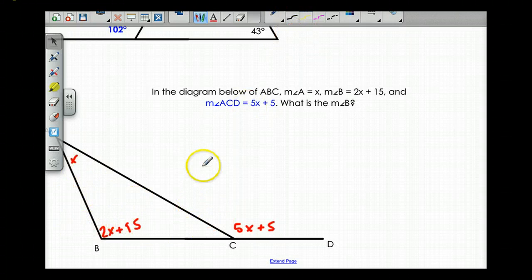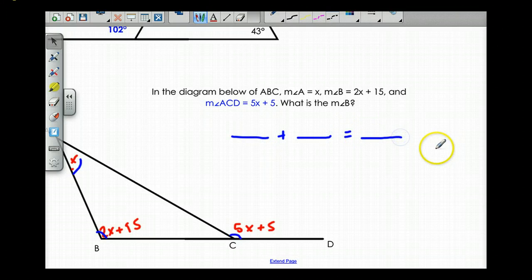When you want to find out what x is, the real important thing is to know what equation you're going to set up. Looking at this, I know the two interior angles, and I know this exterior angle. Since I have two interior angles and an exterior angle, a good idea would be to set up that the sum of the two opposite interior angles equals the exterior angle. So you just draw these two lines. Now I just fill in what I know. My interior angles are x and 2x plus 15, and my exterior angle is 5x plus 5.